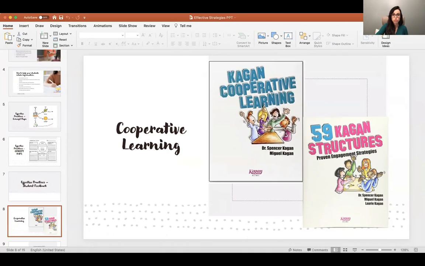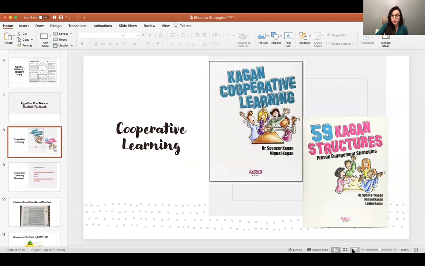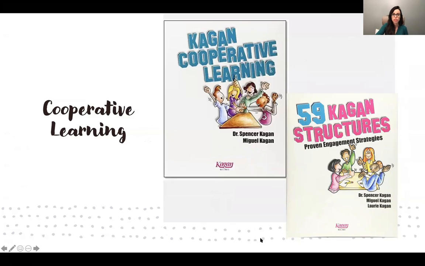Okay, so keep in mind, you have to adjust it so that it works for your demographic and your content, but you can use these strategies for any grade level at any content if you can just tweak it to move to that. Okay, so that's cooperative learning. Those are the Kagan strategies.